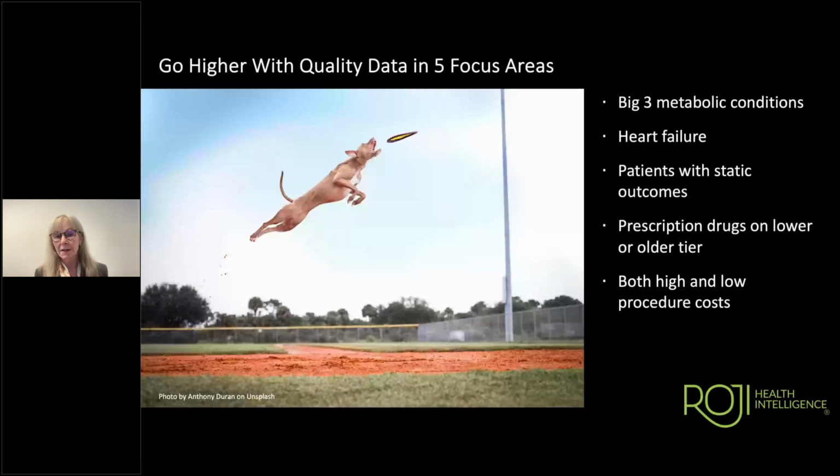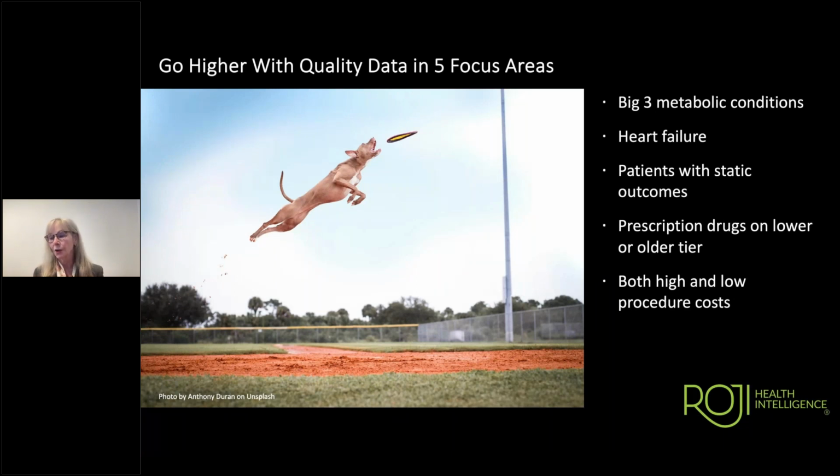You can also take that data and move it up into focus areas. So if you want to do a lot on the quality end that is combined with costs, you're going to be addressing the three big metabolic conditions, and that is diabetes, blood pressure, and coronary artery disease. Heart failure is a special case. There you're going to be looking at whether patients are moving in and out of the hospital, having continual episodes of failure, and are potentially not on the new standard of care for medications.